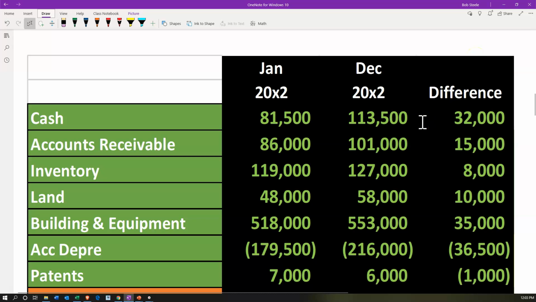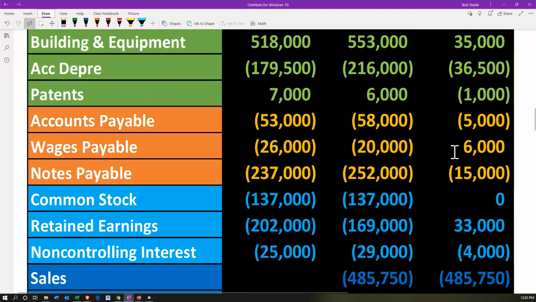So in other words, we have, for example, cash, the 113,500 minus the prior year 81,500. That means it increased 32,000. 101 minus the 86 means there's an increase of 15,000, and so on and so forth. Be careful with the credit side of things. Notice the prior year had 53,000. We got 58,000 here. So this negative number, or this credit, is an increase. It increased in the credit direction. It's useful to format it in this way because that's going to help us with the statement of cash flows under the method that I would typically be working with.